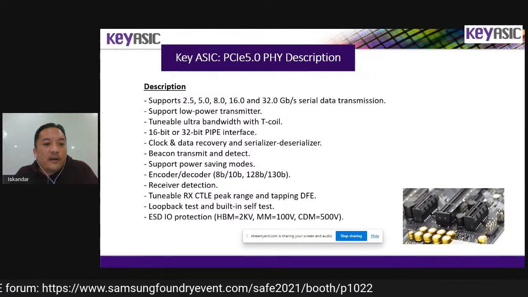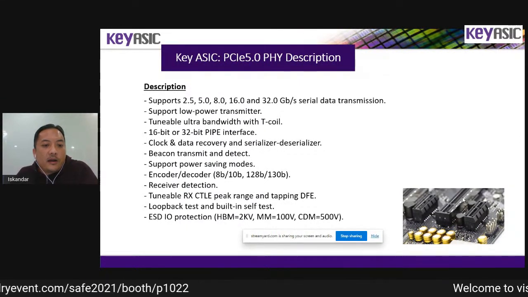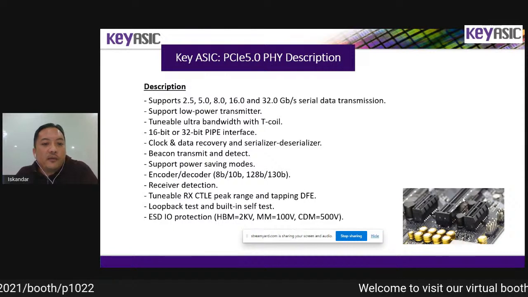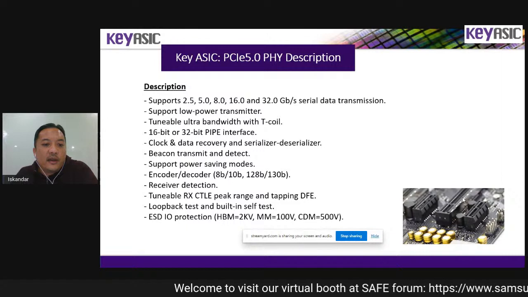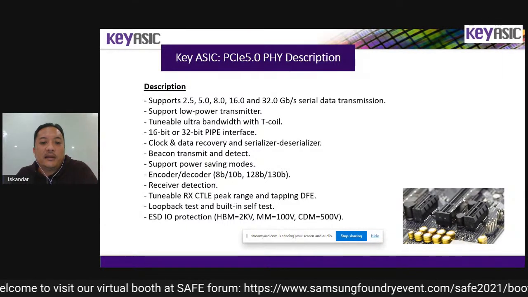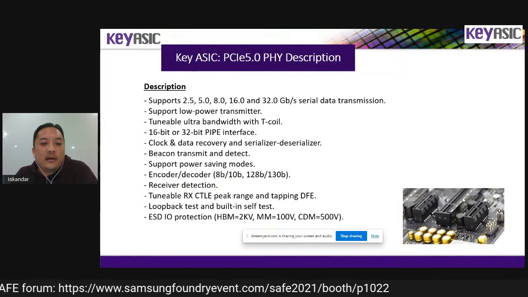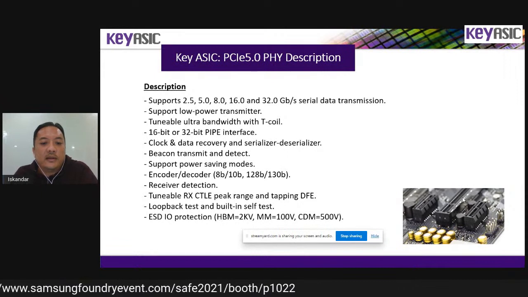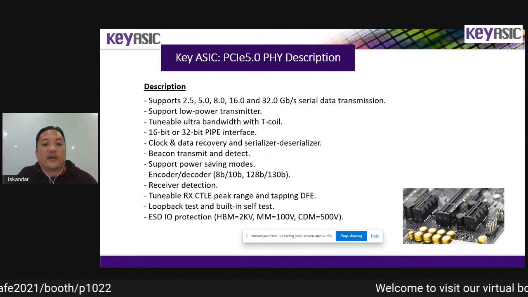We also have beacon transmit and detect features. We also support power saving modes, and encoder and decoder for 8b/10b and also 128b/130b. The 8b/10b is used for PCIe 1 and 2, and the 128b/130b encoder is used for PCIe 3, 4, and 5.